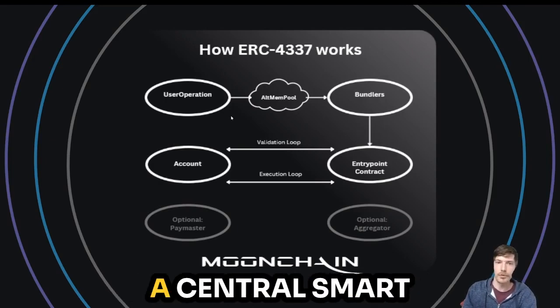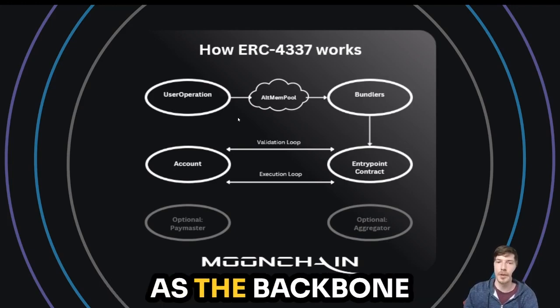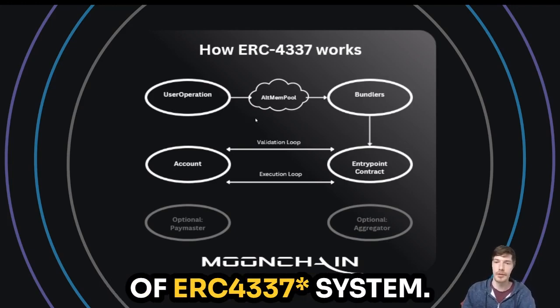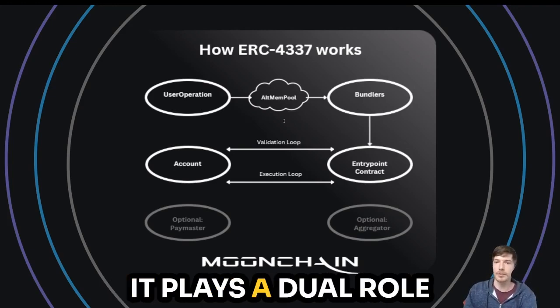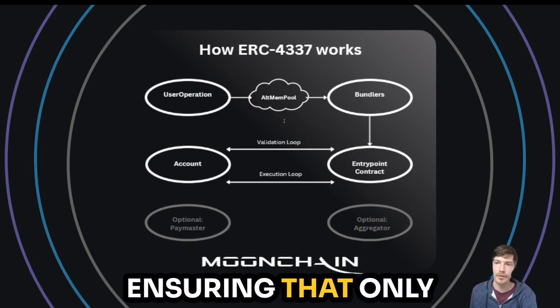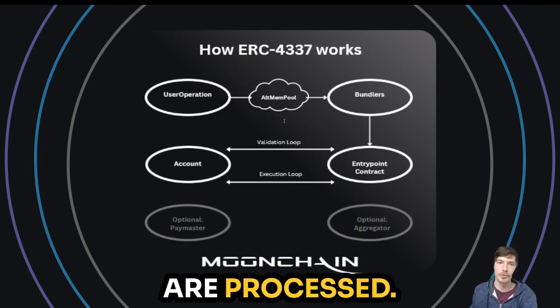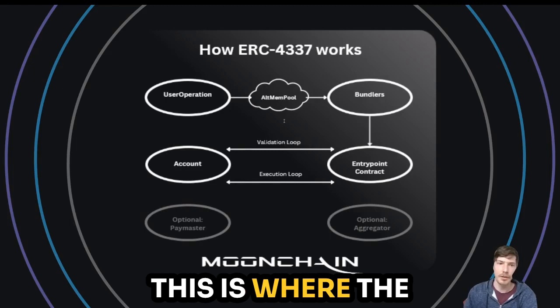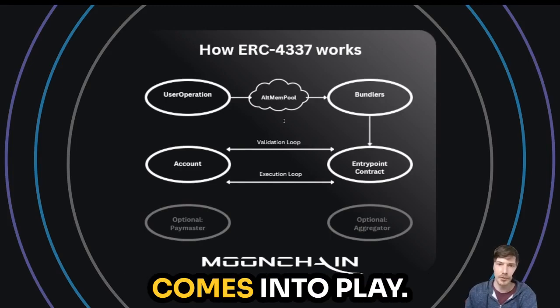The entry point is a central smart contract and serves as the backbone of the ERC-4337 system. It plays a dual role of security and coordination, ensuring that only authorized and valid user operations are processed. This is where the validation loop and the execution loop come into play.